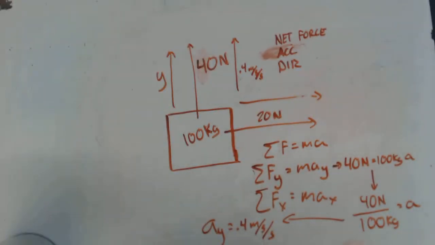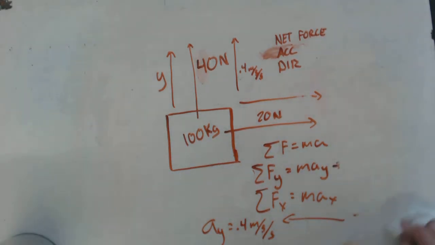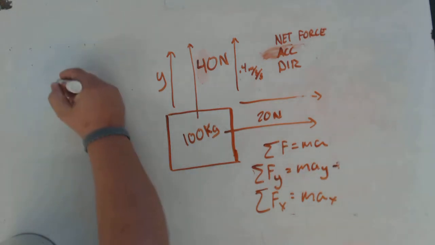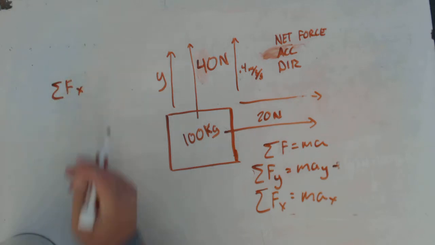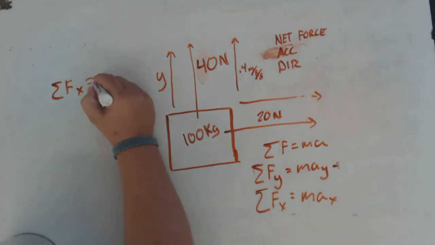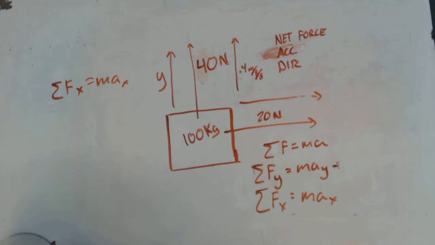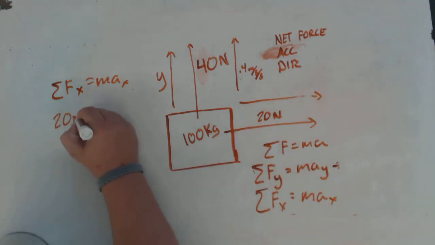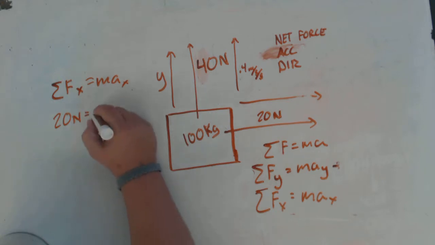Now, I can do the exact same thing for the x direction. Let me grab a rag real quick so I can clean off some space. So in the x direction, I should actually write over here: the forces in the x equals mass times acceleration in the x. In the case of the x direction, I have 20 newtons of force. The mass is still 100.